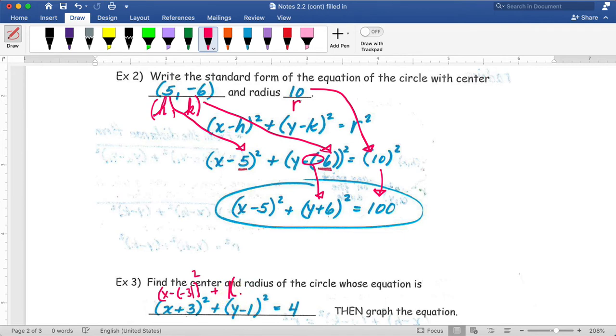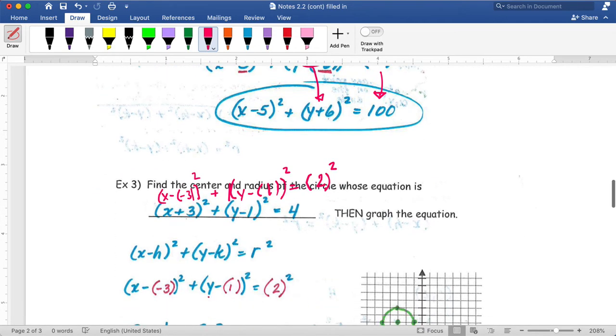Sorry about that. This pen writer's not working out too good for me today. y minus something, quantity squared. Well, that would be +1. And then what squared is 4? Well, that would be 2. 2 squared.